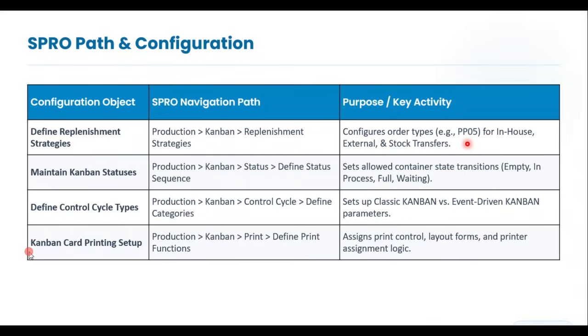This particular production order type PP05 should undergo every configuration that we do for a normal production order, which means we have to create a production scheduling profile, we have to create the confirmation parameters, and we have to create the order type dependent parameters, and so on. So it would act as a normal production order type, but will be assigned only for the Kanban processes. Right? And then we have the maintenance of Kanban statuses, where you define the sequence of statuses for each bin. Like in our previous slide, the first status will be empty, and then we navigate to in process as the next status, followed by full.